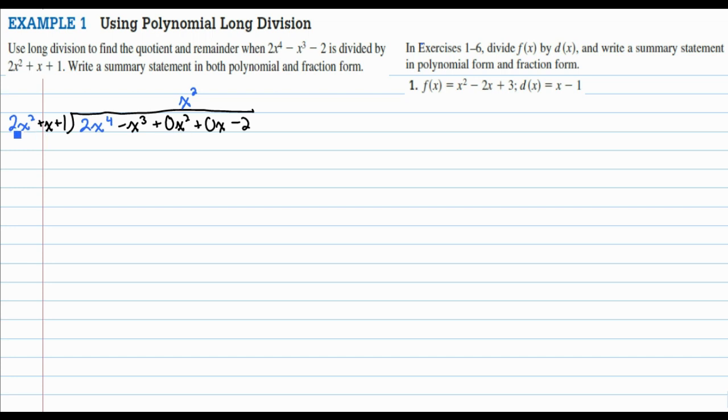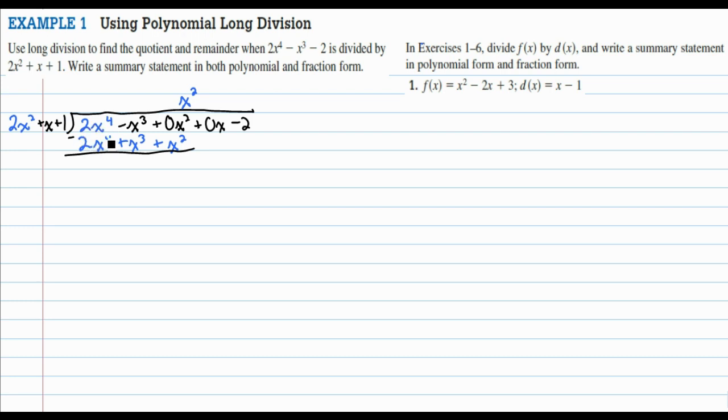So now I need to multiply 2x squared plus x plus 1 by that x squared. So that would be 2x to the fourth. Let's see, x times x squared is plus x cubed. And then 1 times x squared is plus x squared. Now, next step would be to subtract. This is a lot of multiply, then subtract. Multiply, then subtract. So we multiplied to find out what these first terms would be. And we had to multiply by x squared, so I multiplied everything by x squared. Now I'm going to subtract.